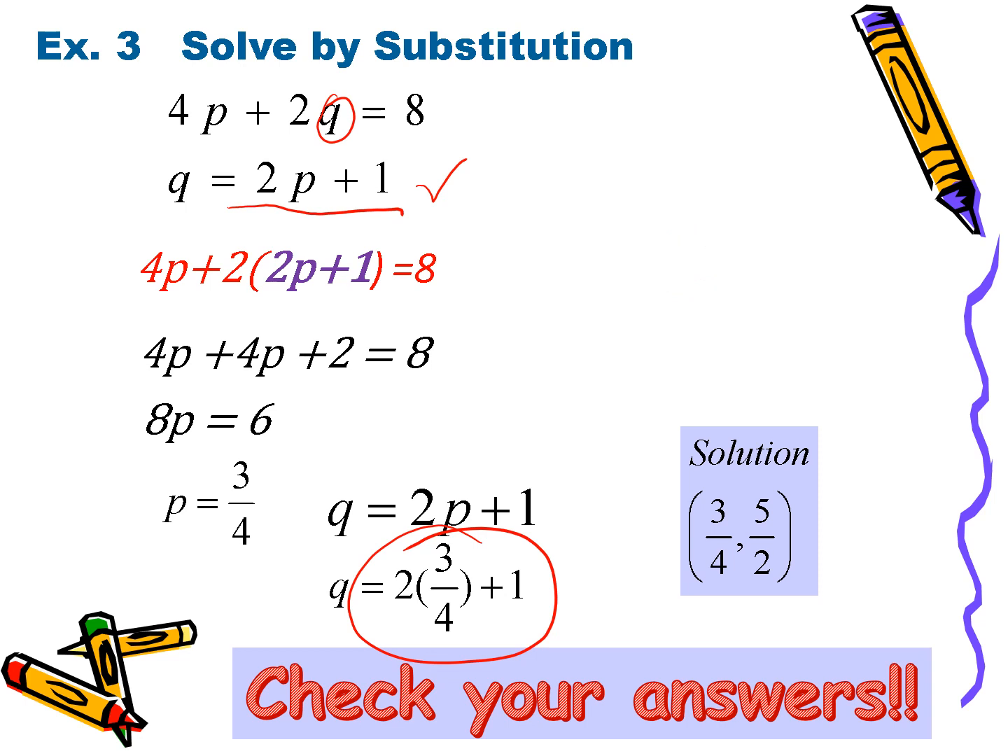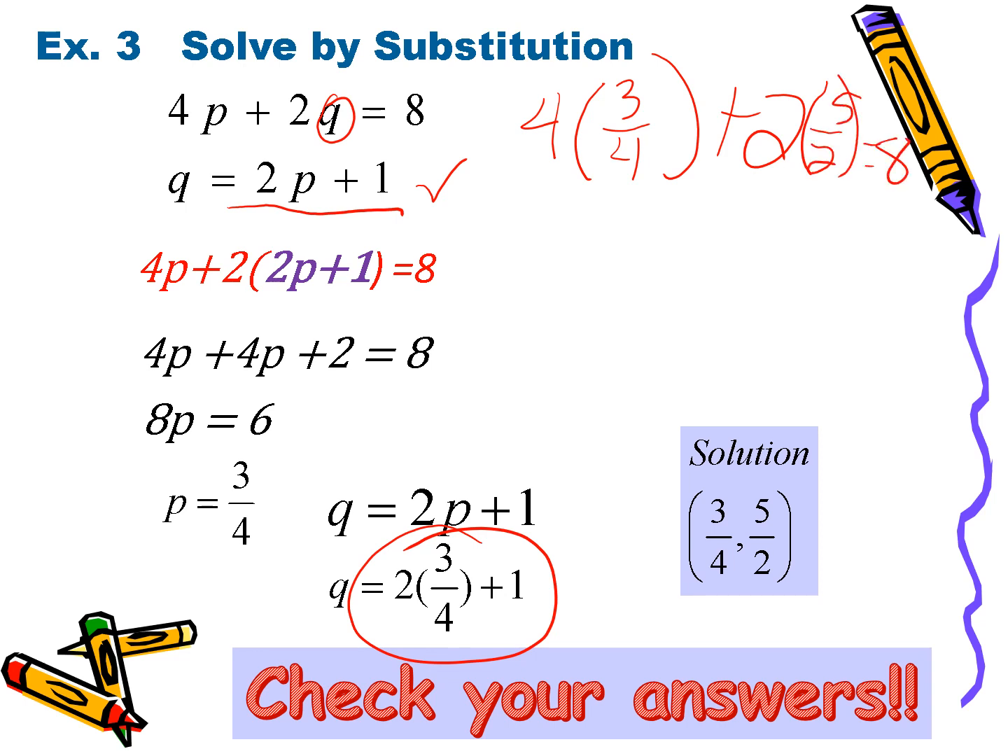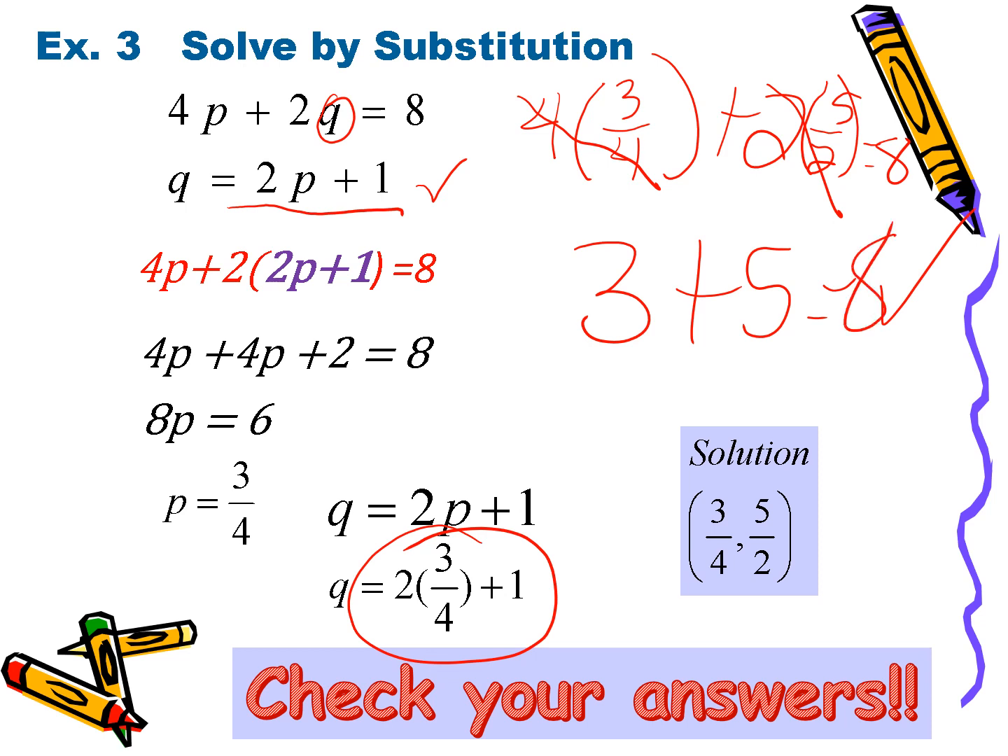And so I get 4 times p, which p is 3/4, plus 2 times q, which q is 5/2, and altogether that's supposed to equal 8. Well, the 4's cancel, so I get 3. The 2's cancel, so I get 5. And indeed, 3 plus 5 equals 8. So it works in both equations, so I know I've got the correct solution.